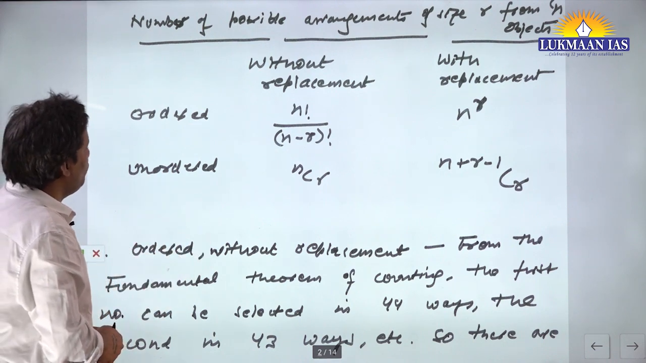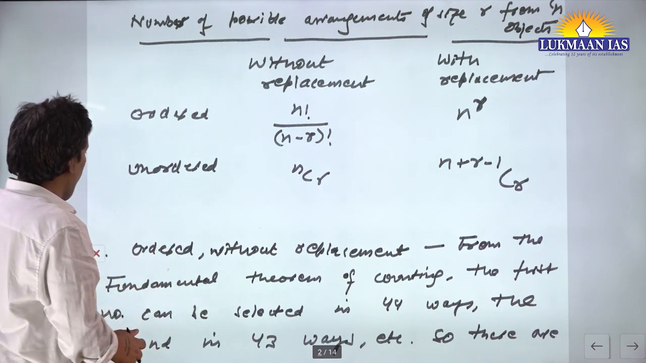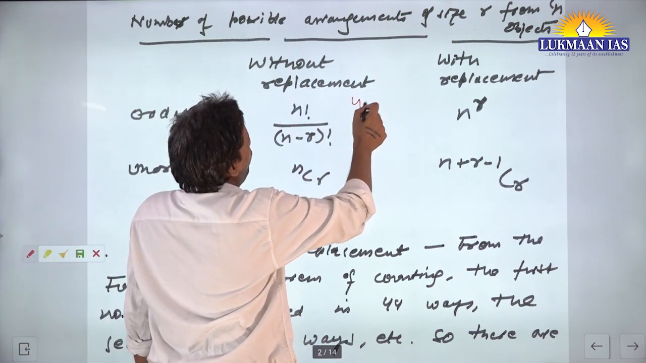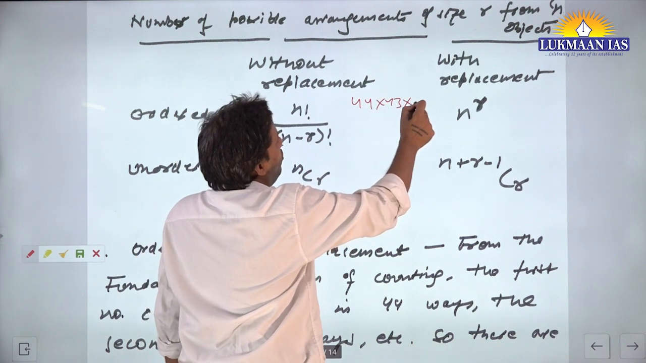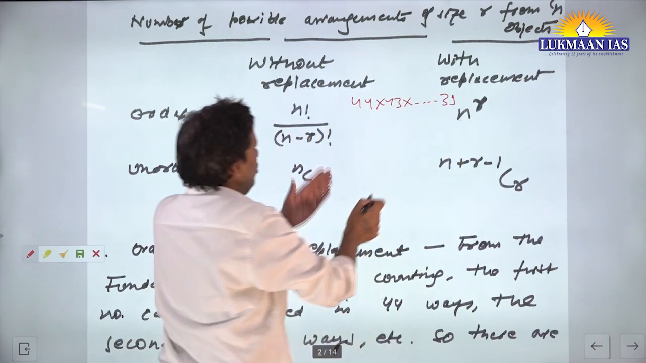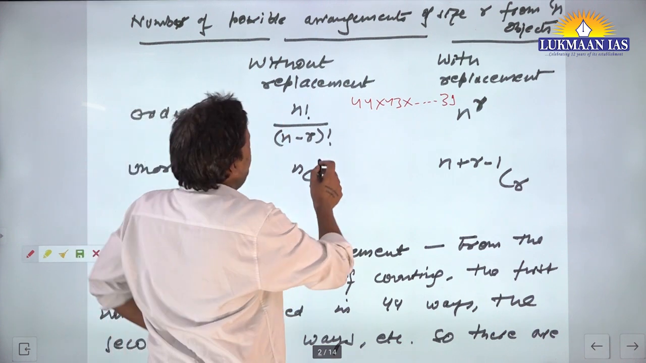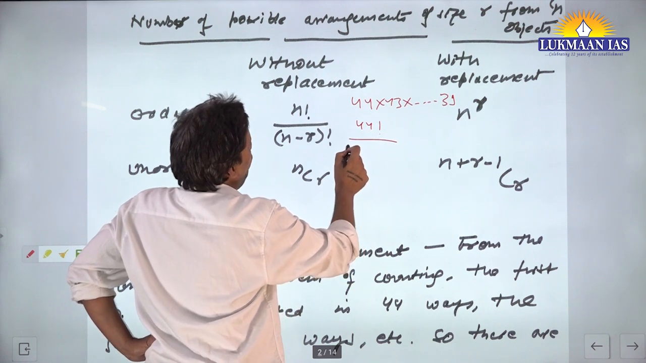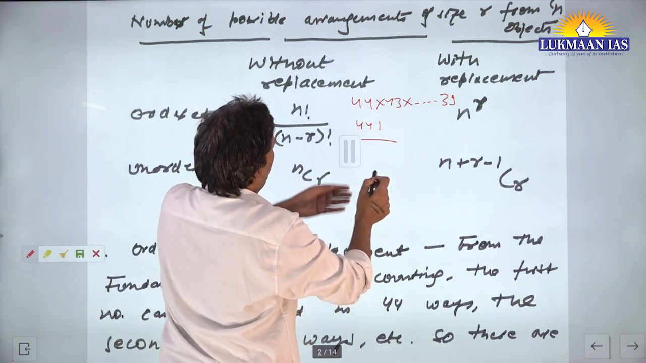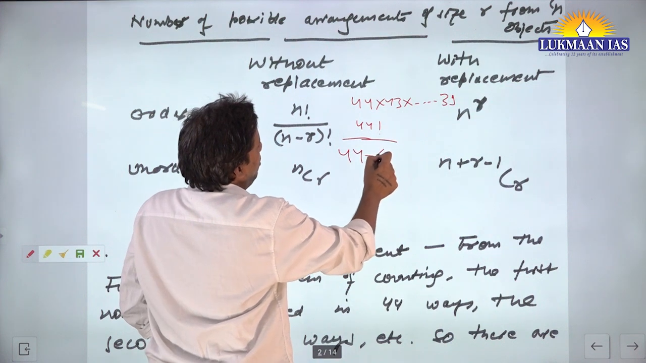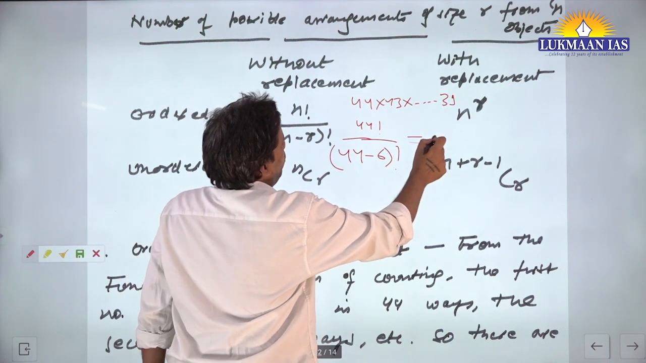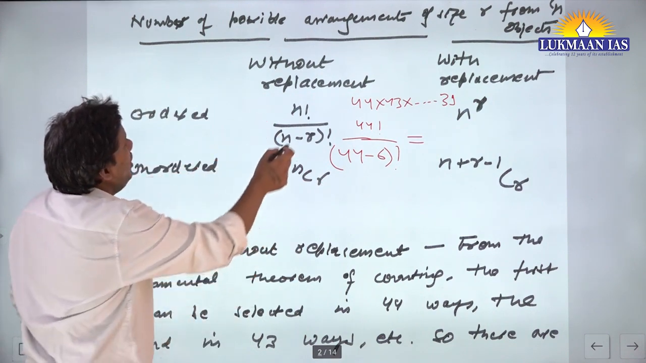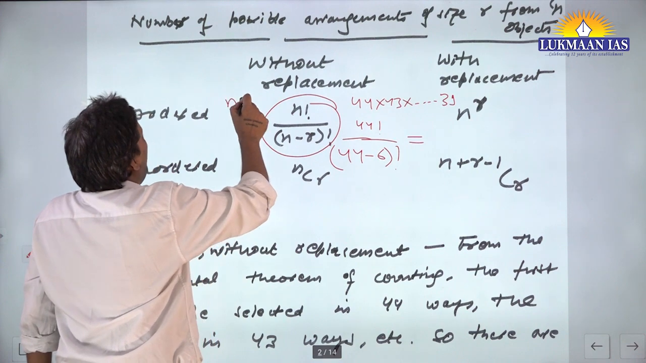First case में हमने क्या देखा था? How many ways were there? Without replacement and ordered. We saw 44 into 43 into 39 तक. This thing can also be written, let's say n is equal to 44, as 44 factorial upon 44 minus 6 factorial. Right? So this is nothing but, can you say this is the same formula? Now you will say, okay, this is my nPr.